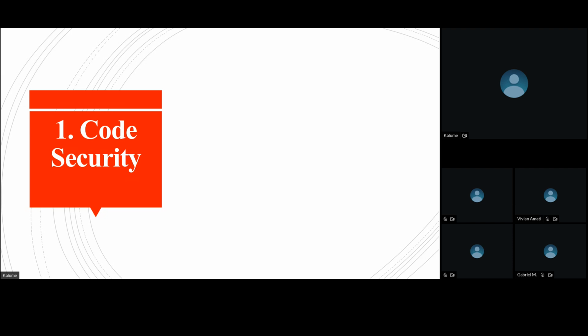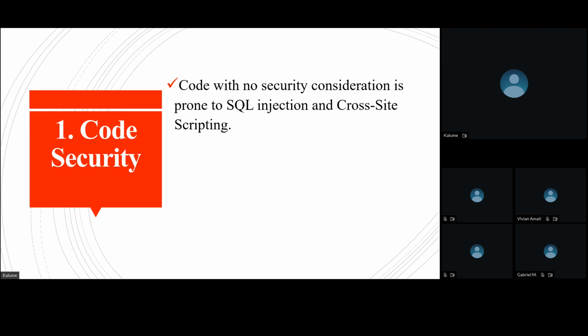Once we compile the code, then we have the application running. So we should ensure that code has security. Code with no security consideration is prone to SQL injection and cross-site scripting. That means you can write code that is working fine, but an attacker can pass SQL injection or do cross-site scripting. This is prone to the scripting languages, the likes of JavaScript and even Python. They are prone to cross-site scripting and also SQL injections.